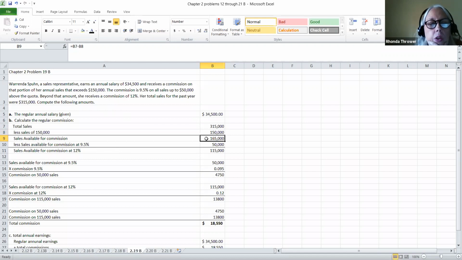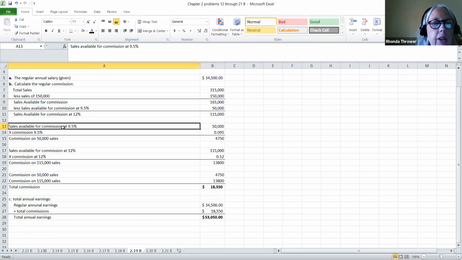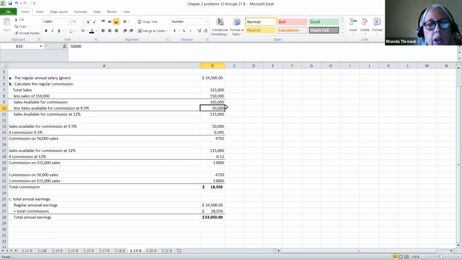But part of that 165,000, only 50,000 is available for commission at 9.5%. The remaining amount of 115,000, after you have subtracted out the 50,000 above this, means that we're going to pay her an additional 12% based on this 115,000 that she went above her normal quota. So here's how we calculate it. The sales available for commissions at 9.5% would have been 50,000. That comes from right here.